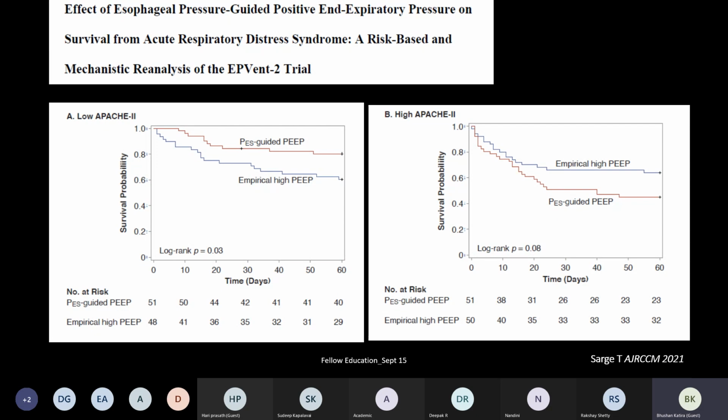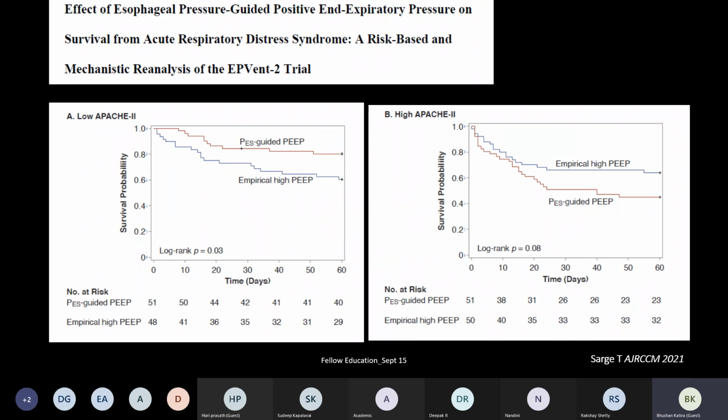But very recently, just this month, I think, 15 days ago or something like that, they have published a re-analysis of the EpiVent 2 trial. I'm not getting deep into EpiVent 2 because that becomes more epidemiologic discussion. We want to stay with physiology today, and this is for trainees, so we'll stay with physiology.